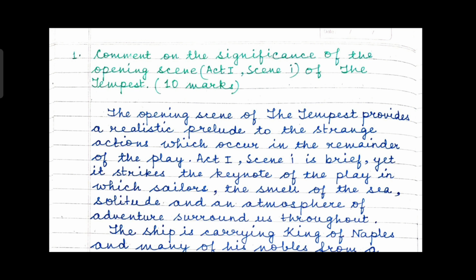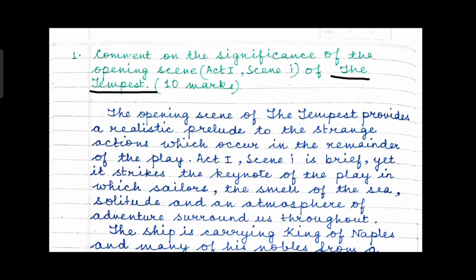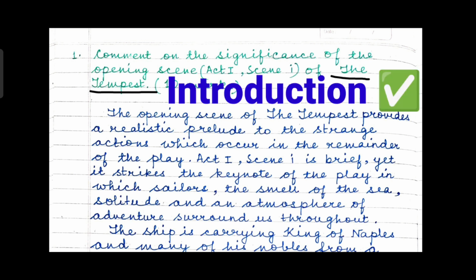Always underline the name of a literary piece of work. So, here I am underlining The Tempest. You may also put the title within quotes. Comment on the significance, meaning comment on the dramatic significance, the importance of the opening scene, Act 1, Scene 1 of The Tempest. Whenever you have such subjective long answers, always begin by writing a proper introduction.